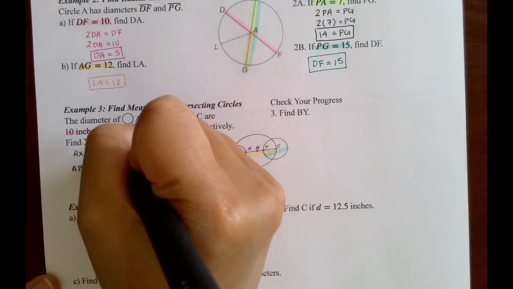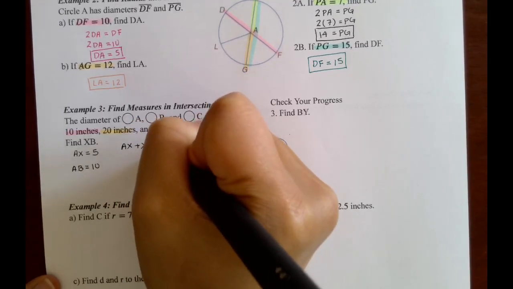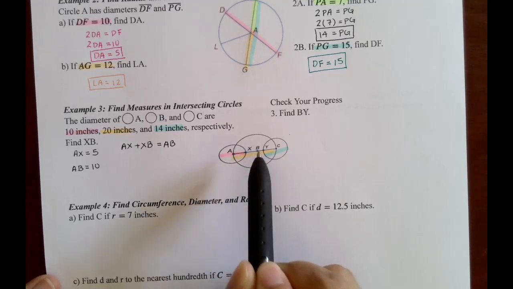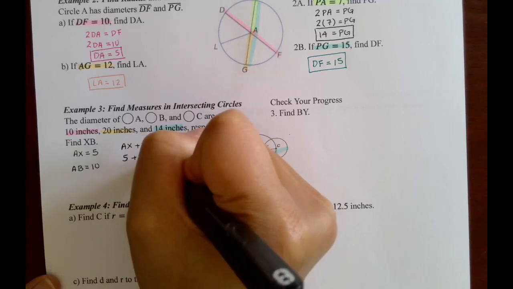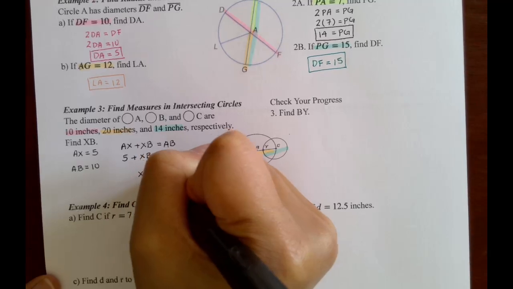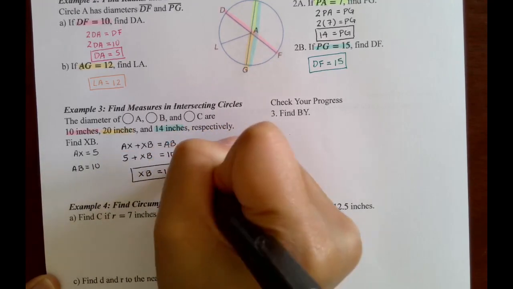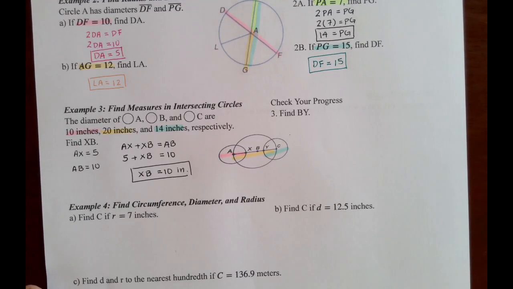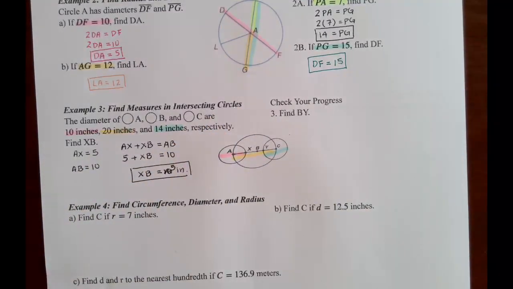So here I know that AX plus XB should equal AB, because of the segment addition postulate. AX plus XB would be AB. AX is 5, XB I'm finding, and AB is 10. So if I subtract 5 on both sides, that means XB is... sorry, 10 minus 5. 10 minus 5 is 5. So XB is 5 inches.